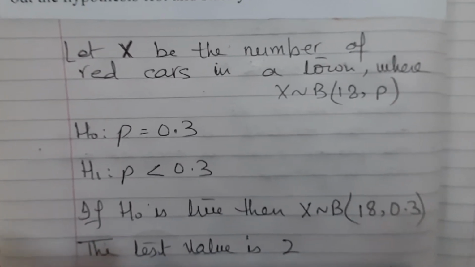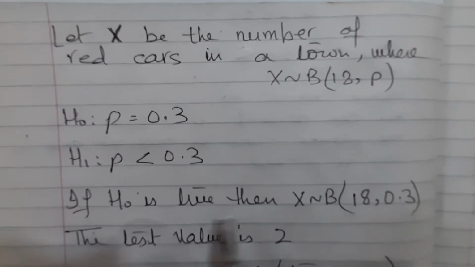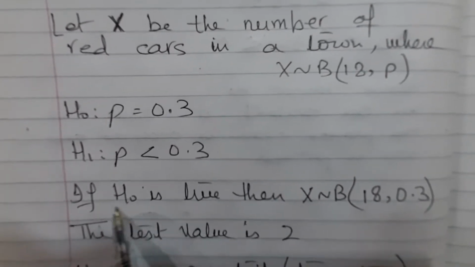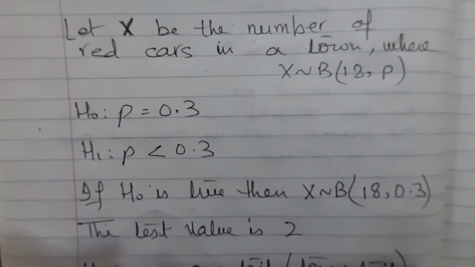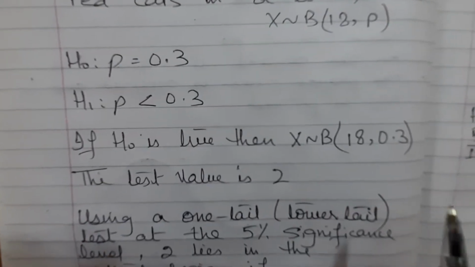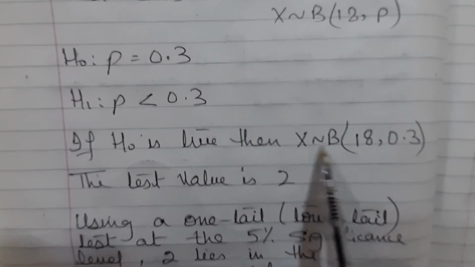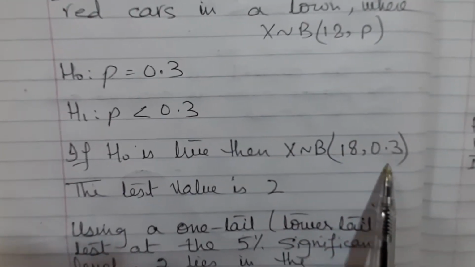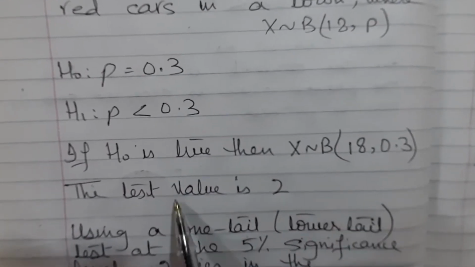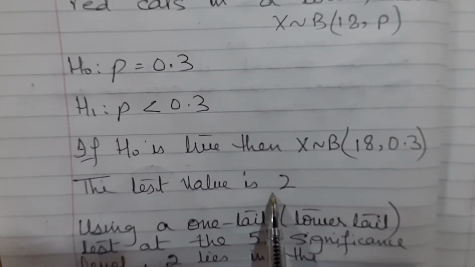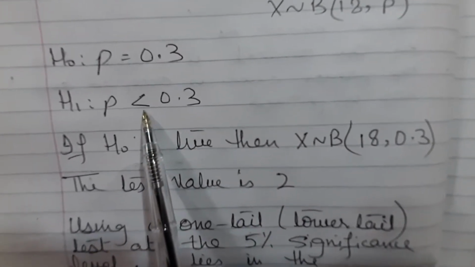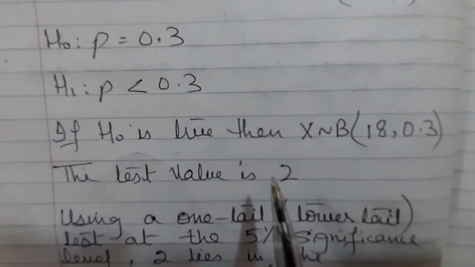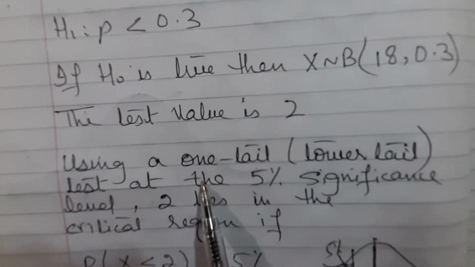Now we have to describe the distribution if H0 is true, right? Considering that H0 is true, we define the distribution and perform the test on it. So it is binomial distribution, 18, 0.3. Out of 18 cars, 2 turned out red. So this is my test value. So I will test the probability of X less than or equal to 2. We will see later. Now we have to tell the tail and the test also.